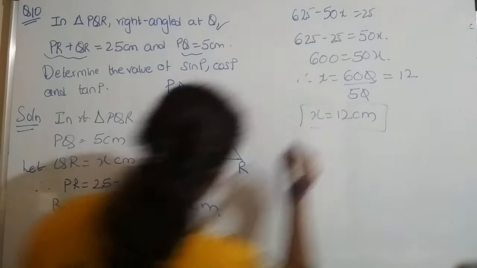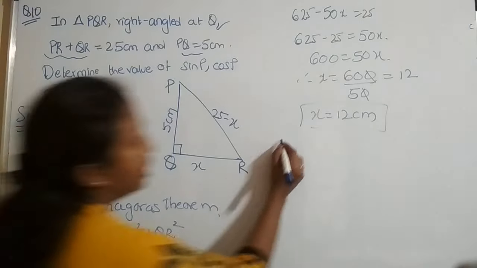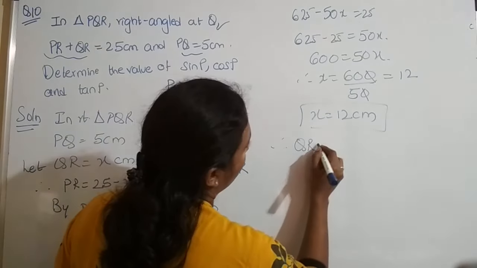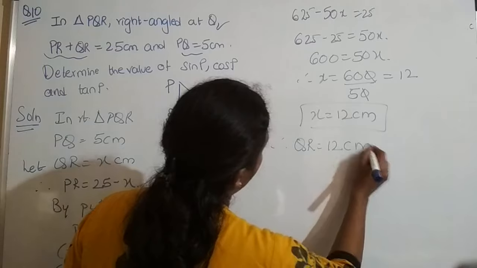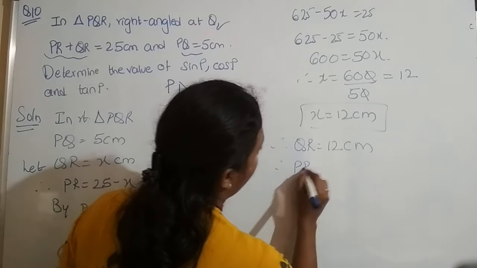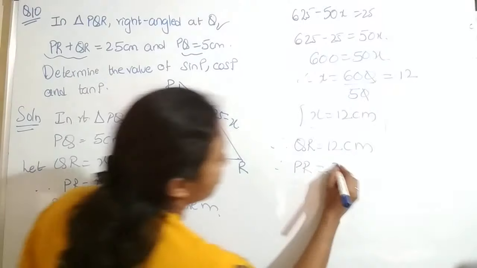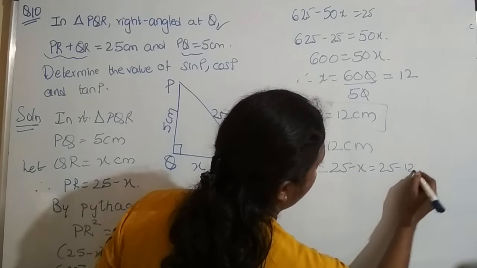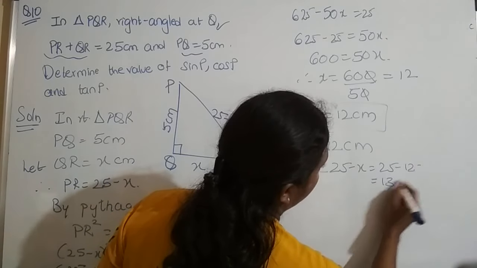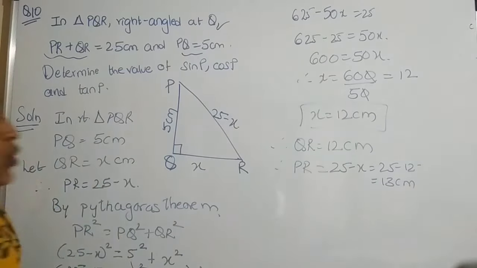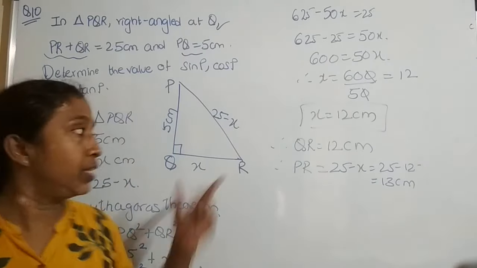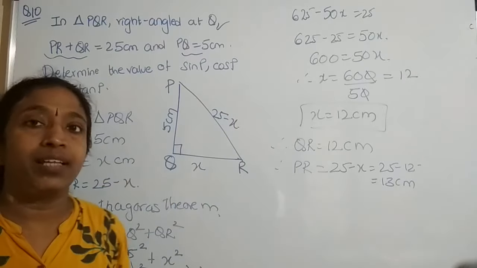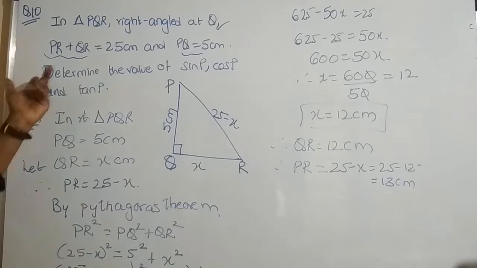What we have assumed as x is nothing but QR. Therefore, QR equals 12 centimeter. Can I find what PR is? PR will be equal to 25 minus x, that is 25 minus 12, which is 13 centimeter. It forms a Pythagorean triplet 5, 12, 13. Once we got all the three sides, there is no challenge left. Just we have to find the value.